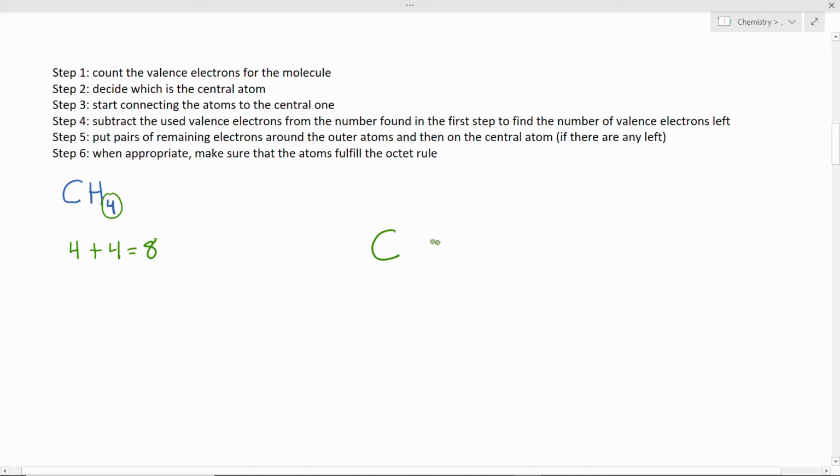Now for step 3, we start connecting the hydrogen atoms to the central one. So we have hydrogen here, and another one here, and the fourth one. Now for step 4, we subtract the used valence electrons from the original total.